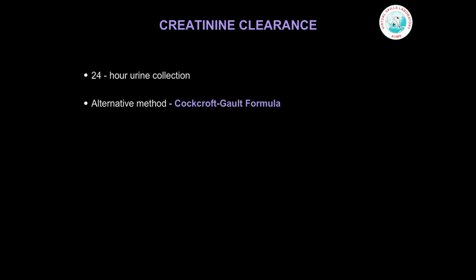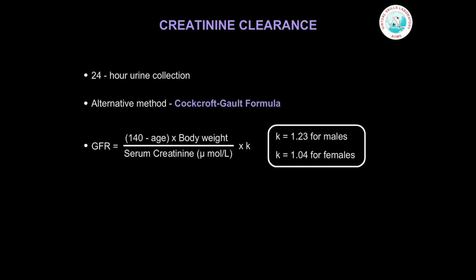Clearance is measured by using a 24-hour urine collection. Incomplete urine collection is a major source of error, so an alternative and convenient method is by employing the Cockcroft-Gault formula, where the GFR is derived by using the serum creatinine value. So GFR is equal to (140 minus age) into body weight, divided by serum creatinine into K, where K is a constant, which is 1.23 for males and 1.04 for females.